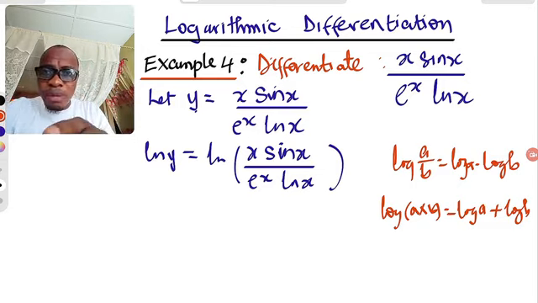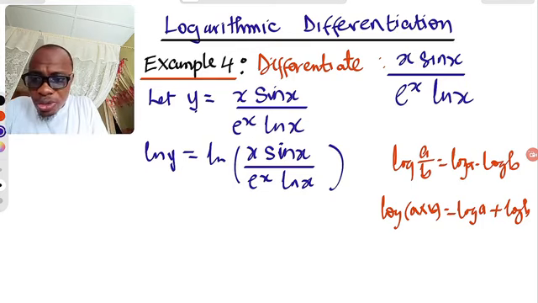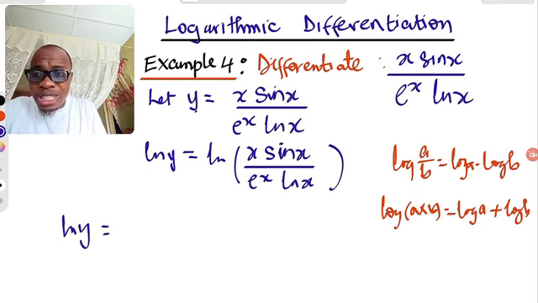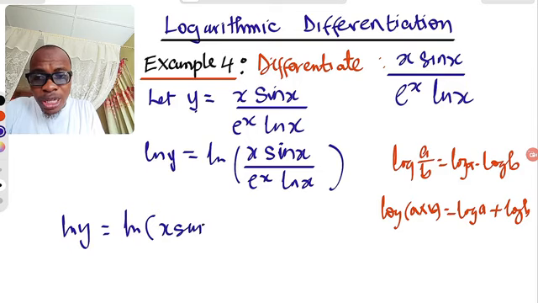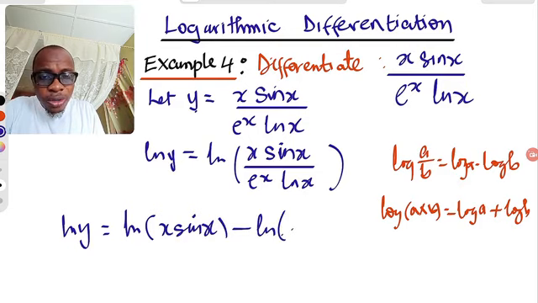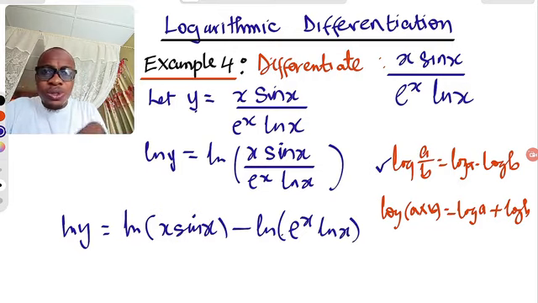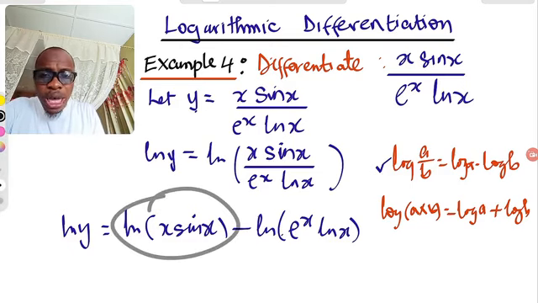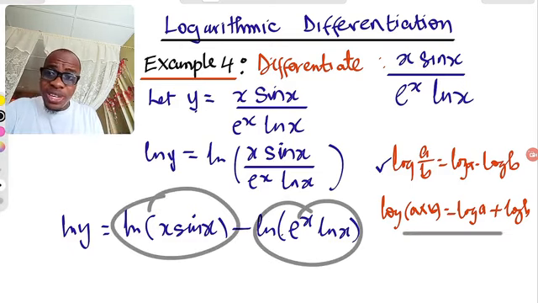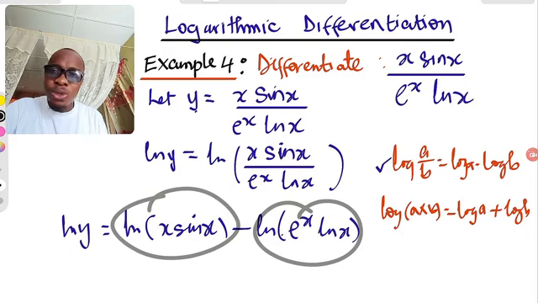All right, so this is what I'm going to have. ln of y is going to be, the right hand side is going to be ln of, in bracket, x sine x, then minus ln of open bracket e to the power of x ln of x, using this, which is the division law. Now we are going to use this addition law, which is this. Are you getting it? So in these circled terms, this is what we are going to do.